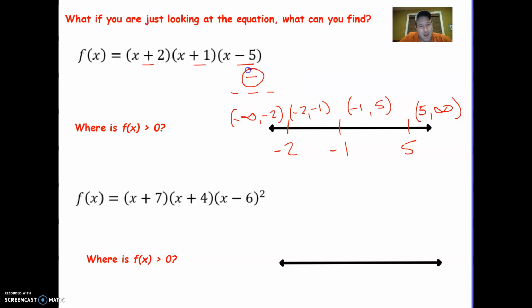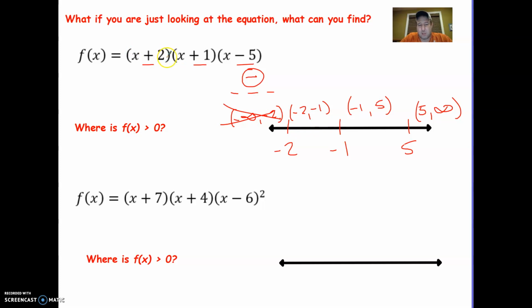The fact that it's a negative is our final answer tells us, is a negative greater than 0? No, it's not. So the fact that a negative is not greater than 0 means that this is not a part of our answer. So I'm going to go to the next section, and I'm going to test something between negative 1 and negative 2, which would be like negative 1.5.